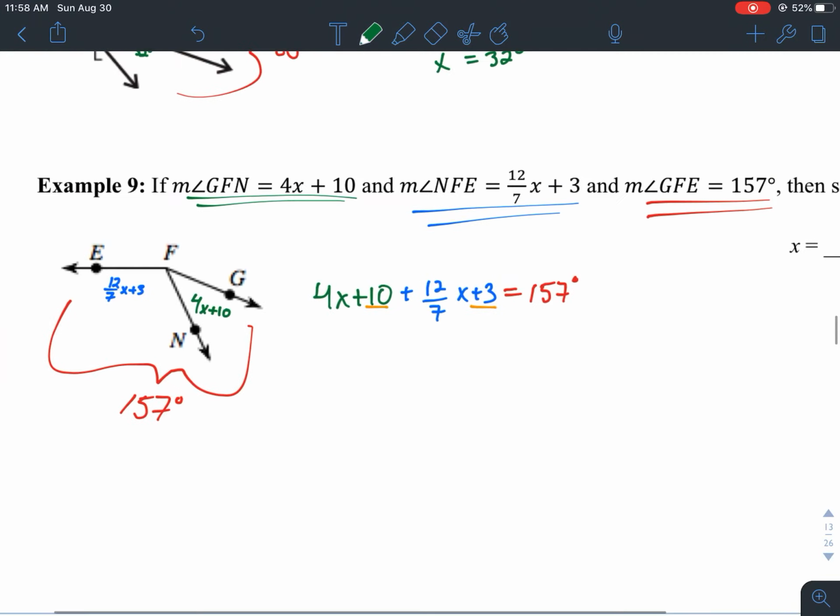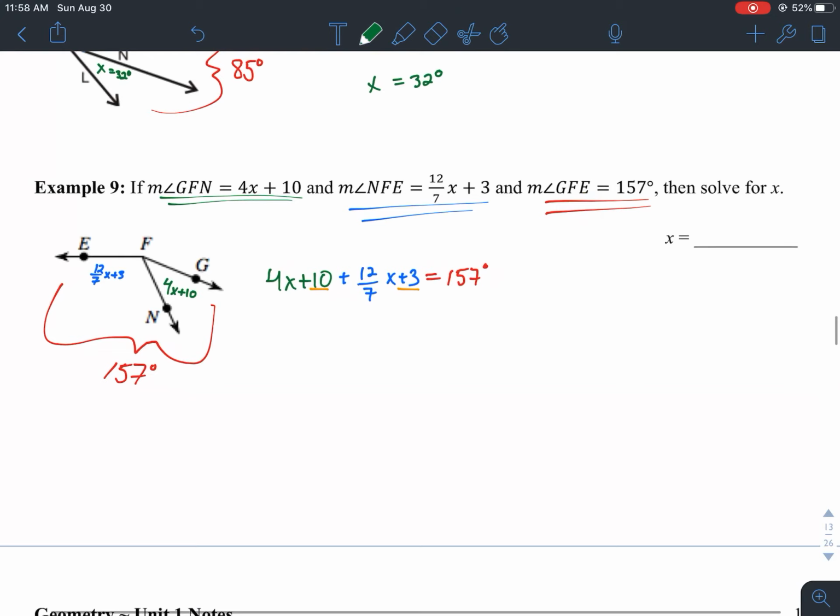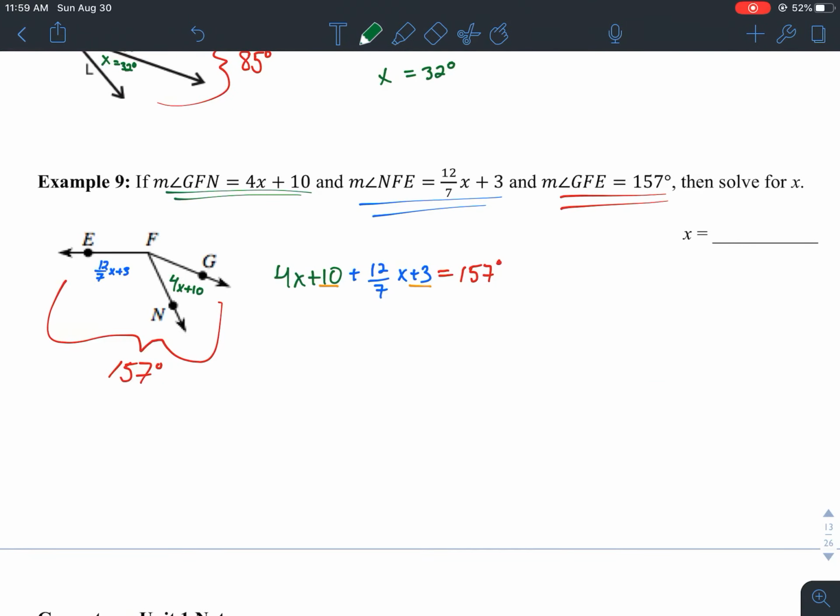Now we're going to run into some of the little algebra here, so please bear with me. Example 9 states that if the measurement of angle GFN, which is the small angle here, I labeled it, and the measurement of angle NFE, which is the other small angle here, I labeled it blue, add up to the whole thing, angle GFE, which is 157. So we're asked to solve for x.